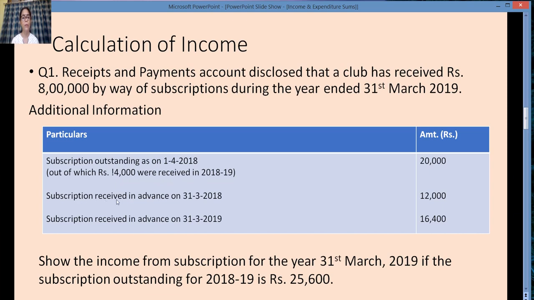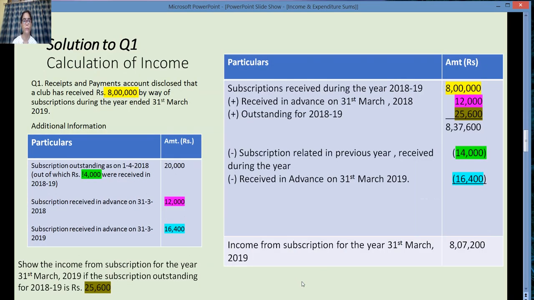Now subscription received in advance, that is received in the previous year but relating to the current year, was 12,000. Subscription received in advance on 31/3/2019, that is received for the next year but during this particular year, is 16,400. Subscription outstanding at the end of the current period is 25,600.